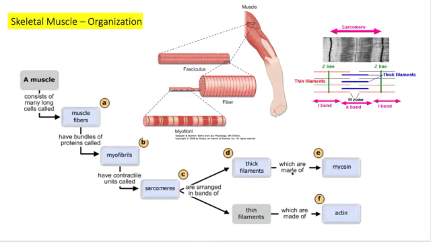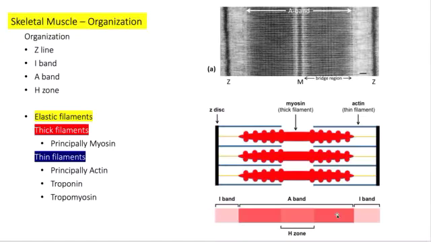And the thick filaments are made of a protein called myosin, and the thin filaments are made mostly of a protein called actin, but not the only protein here. There's also tropomyosin and troponin that we'll talk about in a moment. So how does this sarcomere look in a closer up view?